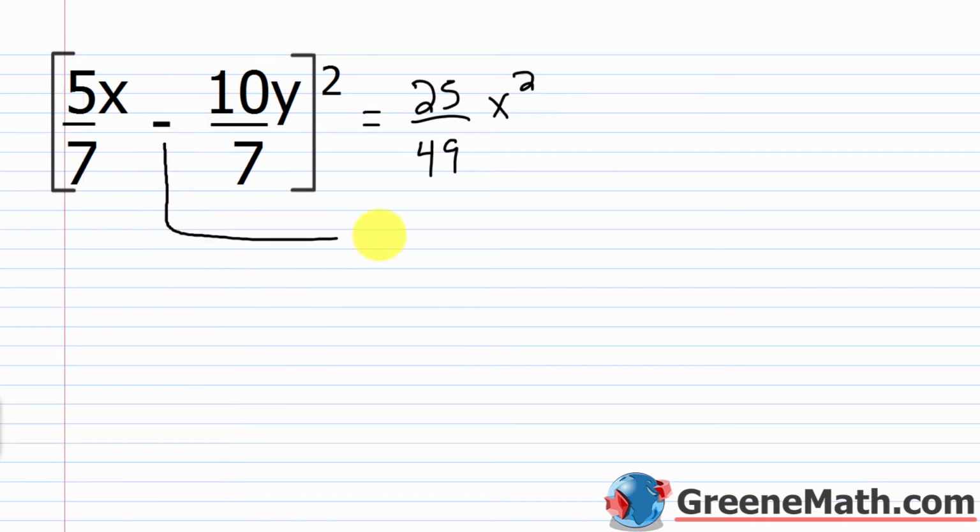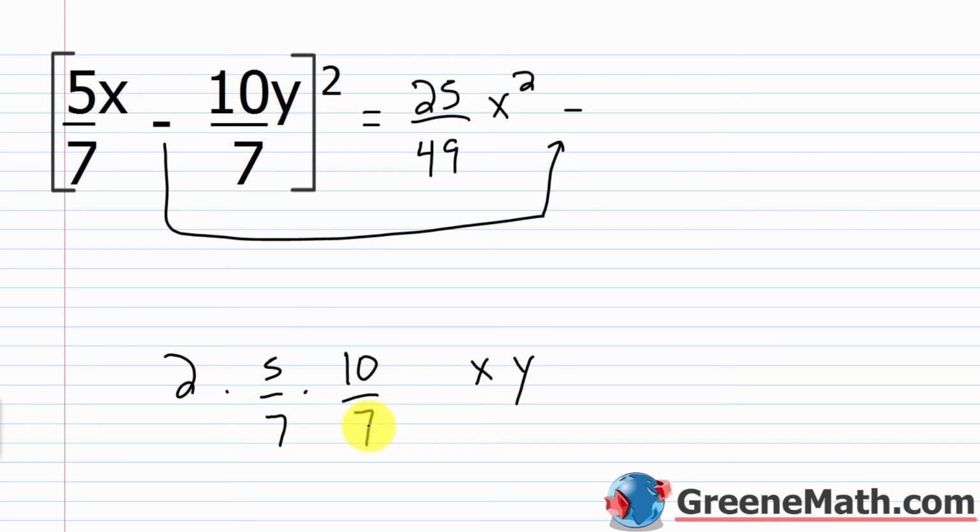And remember, I have this minus here, so that's going to go right there. And next I'm going to have 2 times whatever's in this position, which is 5/7, and then times x. I'm going to put these at the end for the variables, and then times 10/7, whatever's in this position, and then times y. I'm trying to just see if there's anything I can cancel, and there's not. So you're going to have 2 times 5, which is 10. 10 times 10 is 100. So this is going to be 100 over 7 times 7, which is 49, and then times xy.